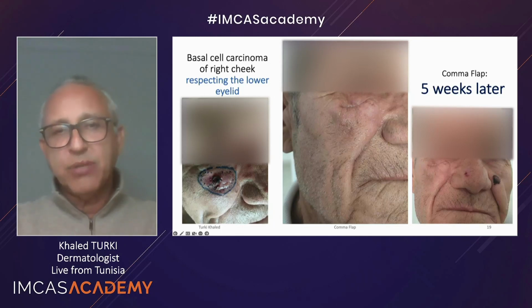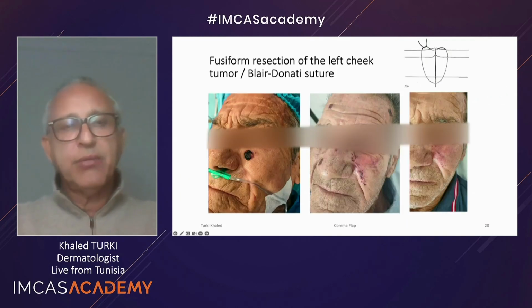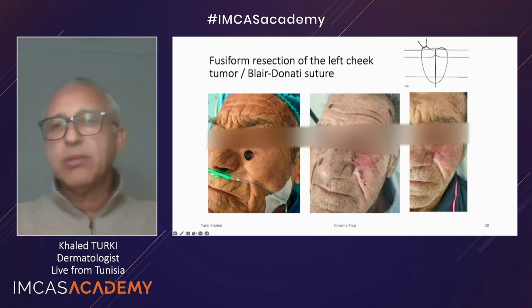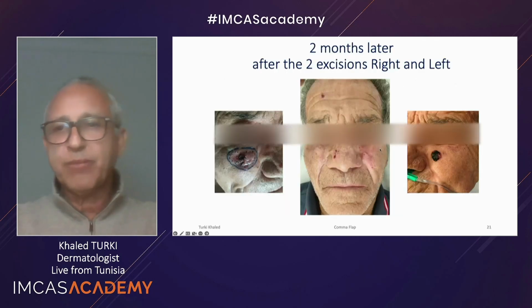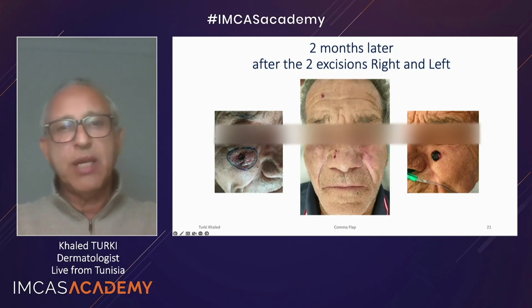and we have no ectropion. But for the second tumor, basal cell carcinoma on the left of the cheek, the excision is a fusiform resection of the left of this tumor, and we suture with a Blair Donati plate. And 2 months later, after 2 incisions, right and left, and electrocoagulation of 2 small carcinomas, you have this result.